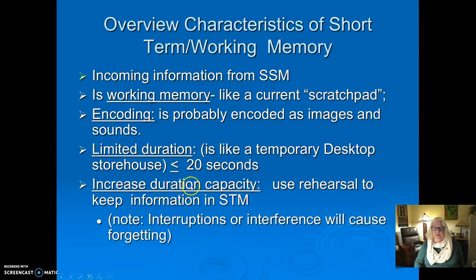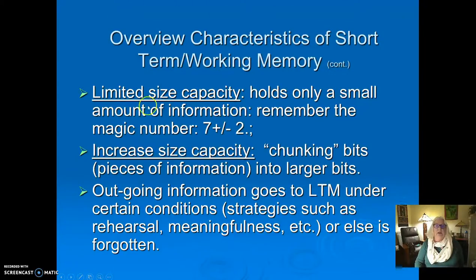It has a duration capacity that can be increased if we do rehearsal, if we think about it as it's in memory. But if something happens to take our attention away, we've got to bring it back into memory again. It also has a limited size. It only holds a small amount of information, and it's the magic number 7 plus or minus 2.